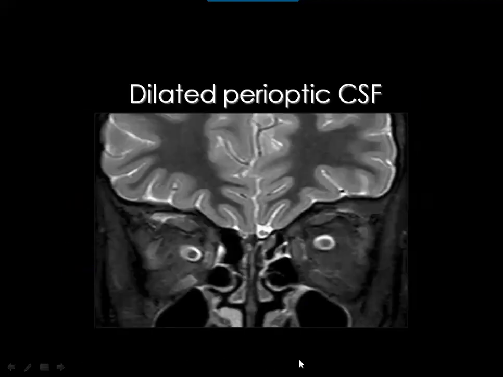Then one of the incidental findings, and they may be considered as a normal variant, is the dilatation of the meningeal sheath around the optic nerve, what we call ectatic optic nerve sheath, and this is one of the good examples. In the coronal image you can see the optic nerve surrounded by a lot of fluid. There is usually a minimal amount of fluid around the optic nerve.